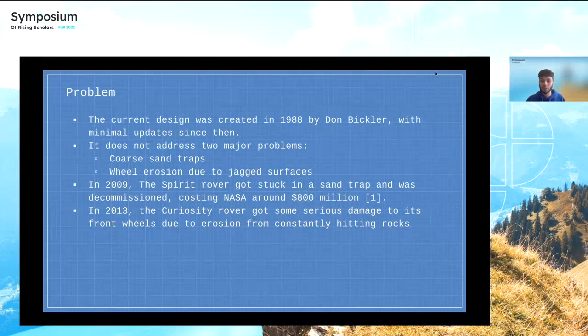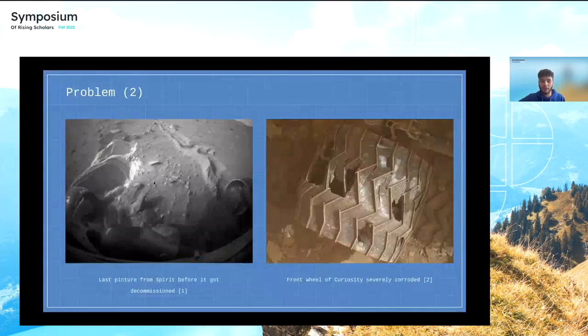Two instances where we actually saw these problems happen was in 2009 on the Spirit rover, which is the picture on the left. It got stuck in a sand trap on Mars, and it got decommissioned, and it was $800 million. So that was a lot of money wasted just because of a silly sand trap. And the picture on the right was a picture of the wheels on the Curiosity rover, and it's fully eroded, and we're still trying to figure out how we are going to go about fixing that and making it still functional for a long time.